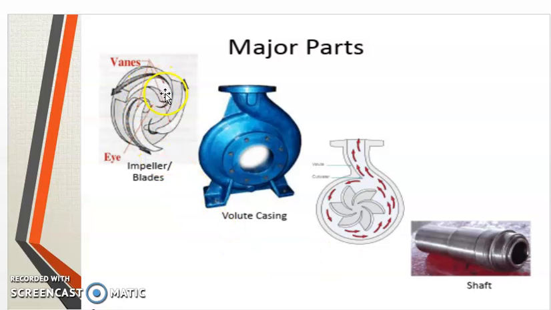Now we can see the major parts of the pump in these diagrams. We can see these are the vanes, and this is the center point, the suction eye. We call it the suction eye, and the blades are called the impeller or impeller blades. This is the volute casing. The upper part you can see is the volute. This outlet, where the liquid goes out through this cross section, is the volute. And here you can see the picture of the shaft.